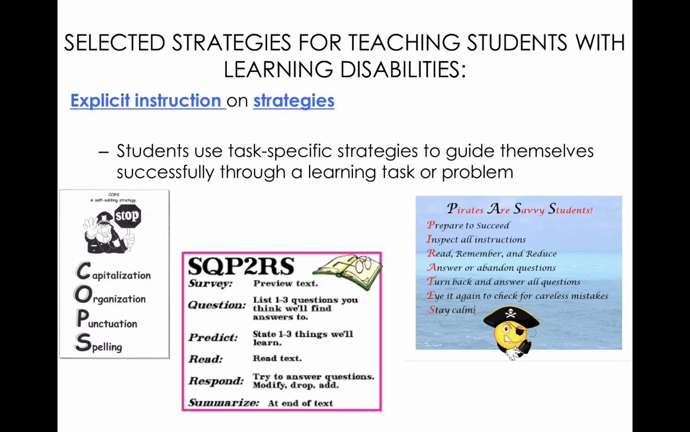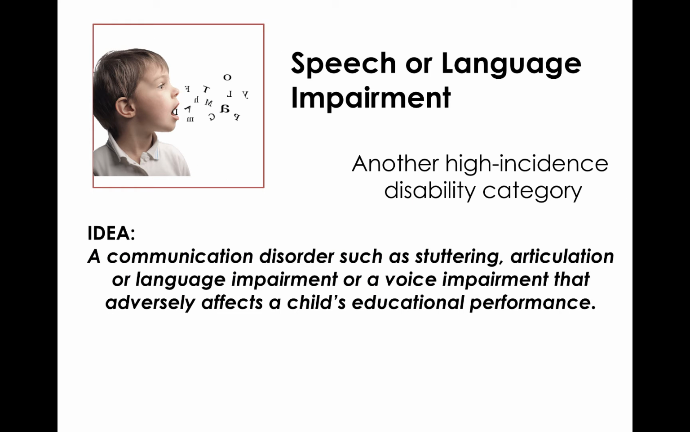Okay, with that said, we're going to go ahead and jump into speech and language impairment. And this is considered another high incidence disability category. According to IDEA, it's a communication disorder that can include stuttering, articulation challenges, language impairment, or a voice impairment that adversely affects a child's educational performance.